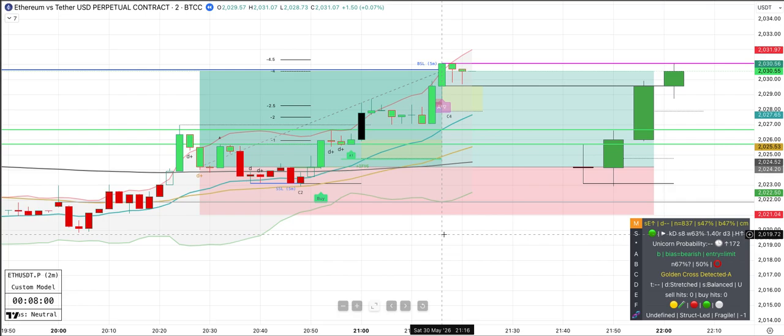So that's how you would enter this particular trade. You could enter it at the cross, which we did, or you could have entered as well on this buy signal. But if you look at this red circle here, you wouldn't have gotten tapped in.